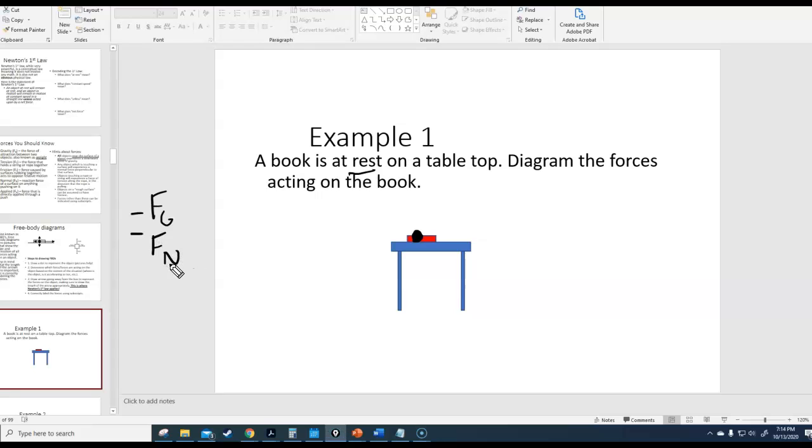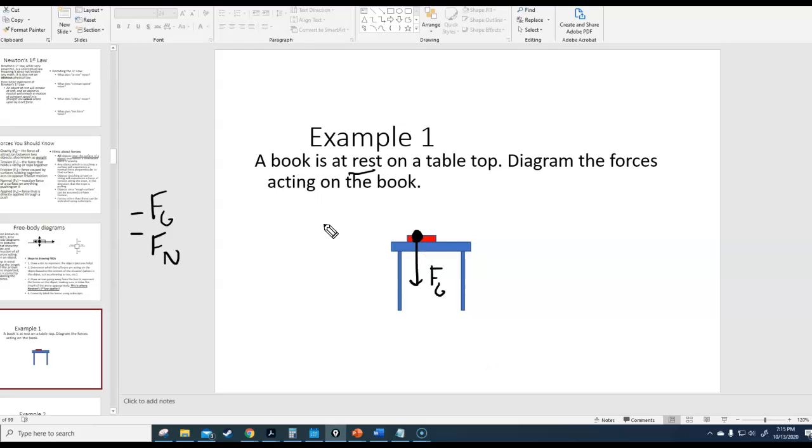By the way, don't confuse Fn, which is normal force, with Fnet, which is net force. Two completely separate things. And let's see, is anything pushing on the book to make it move? No. So the only two forces acting are Fg and Fn. Now, force of gravity always acts down. So I draw an arrow going down, and I label that Fg to represent the force of gravity.